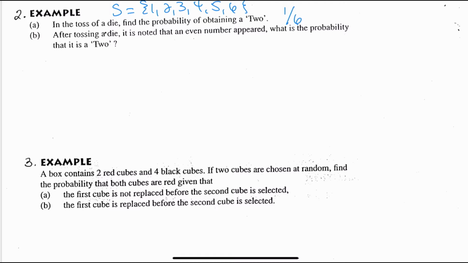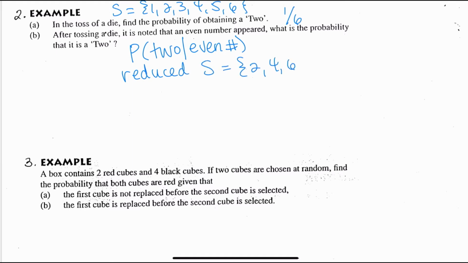Part B. After tossing a die, it is noted that an even number appeared. What is the probability that it is a 2? So this time we want the probability that we get a 2 given that we got an even number. This means we know for sure we got an even number, so we have a reduced sample space. My new sample space is 2, 4, 6.